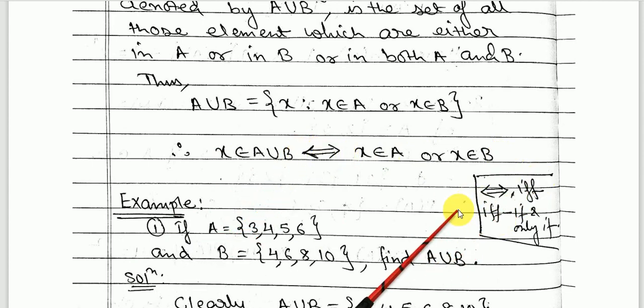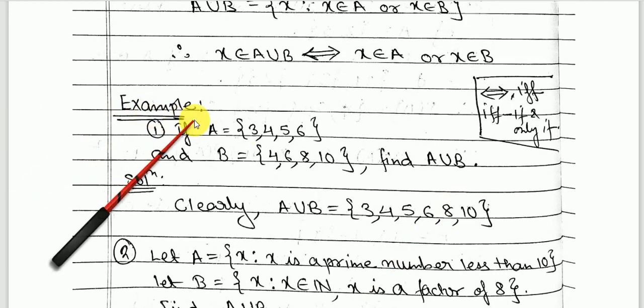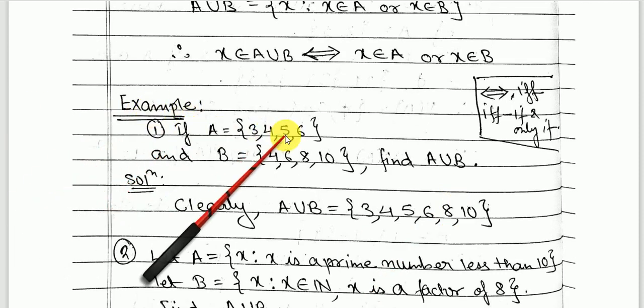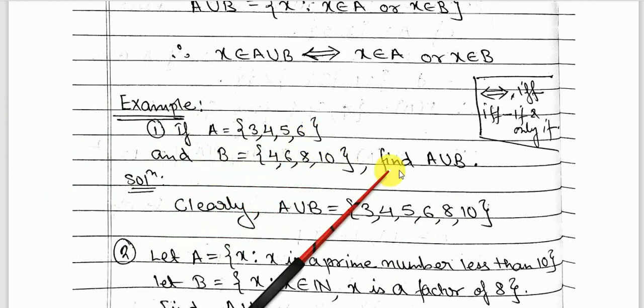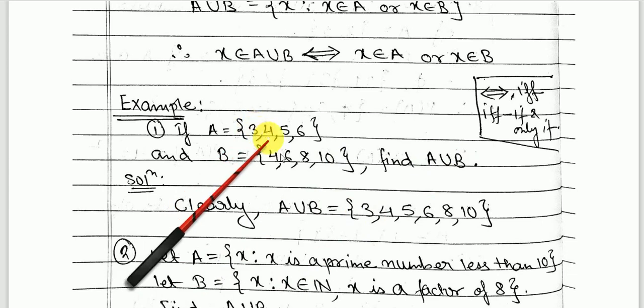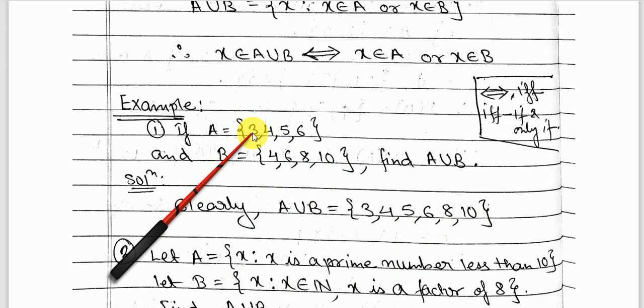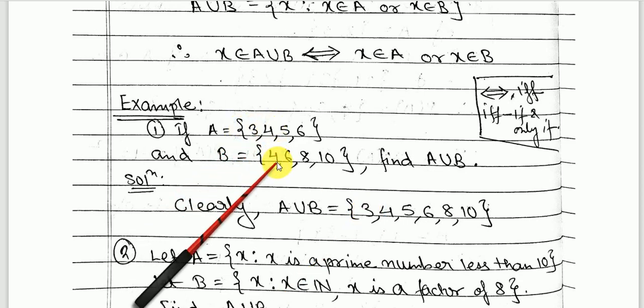For example, here we have taken a set A which contains 3, 4, 5, 6, and set B which contains the elements 4, 6, 8, 10. We have to find the union of these. So in the union you have to write all the elements of A and B without repetition. So firstly you can see that 3 is in A but not in B, still you have to write it here. Okay, 4 is in A as well as in B, so you write it only once over here. Okay, you won't write it 2 times.